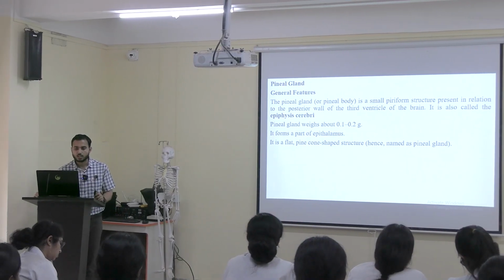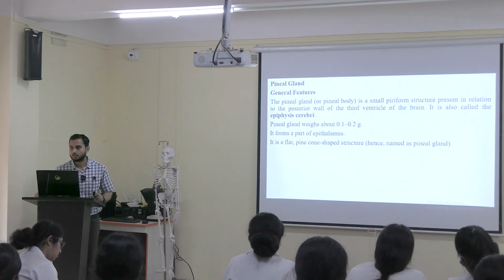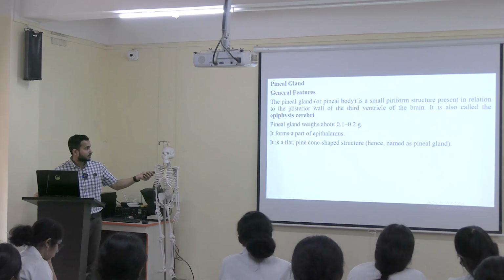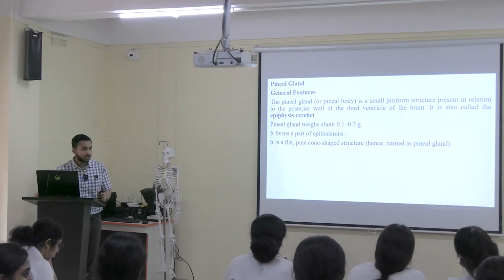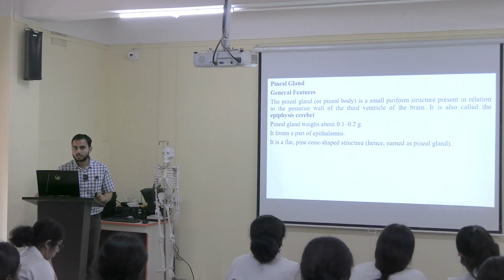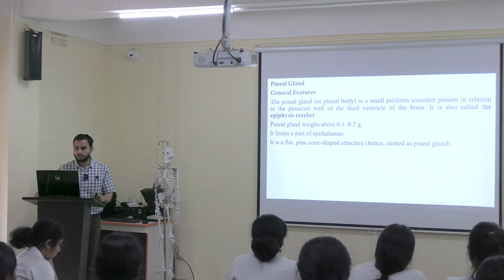Okay. The pineal gland is much smaller as compared to the pituitary gland. Just see the dimension. Weight is around 0.1 to 0.2 gram. It is a part of the epithalamus. It is a flat pine cone shaped structure. That is why it is called the pineal gland.